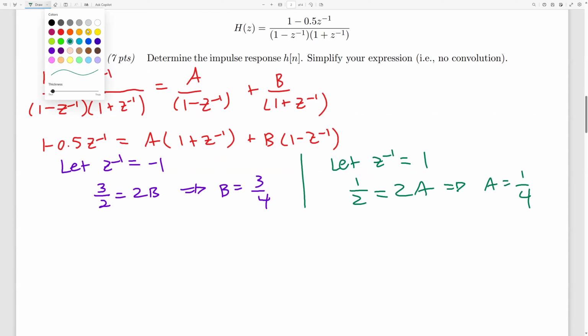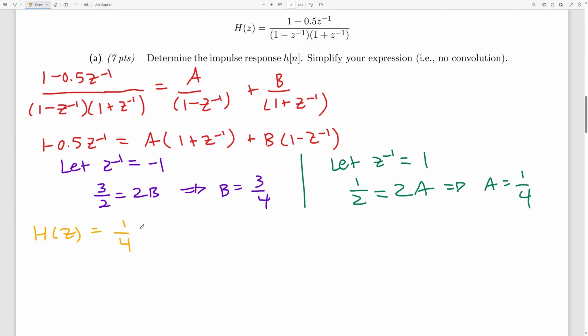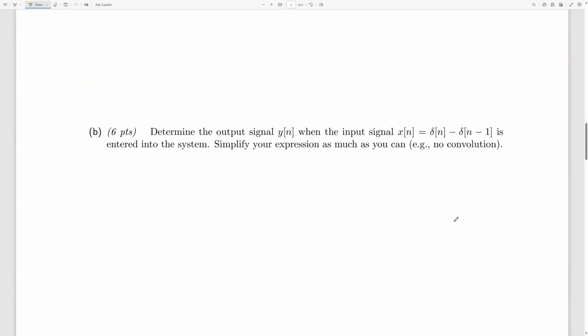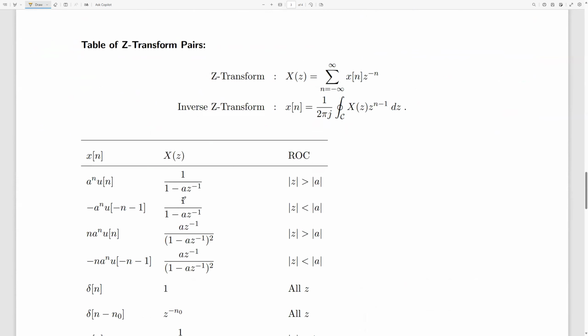So at this time, your solution is looking something like H(z) equals 1/4 times 1 over (1 - z^-1) plus 3/4 times 1 over (1 + z^-1). Is there a formula sheet for this? When you take the inverse z transforms, these are sort of easy to see for this first one because we see it so often, but it would be this one.